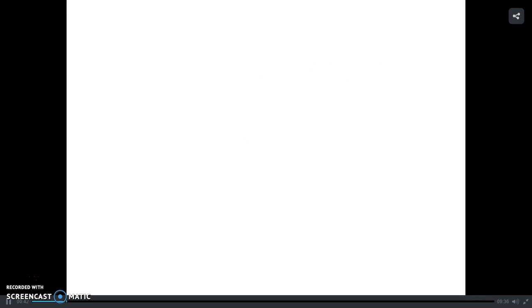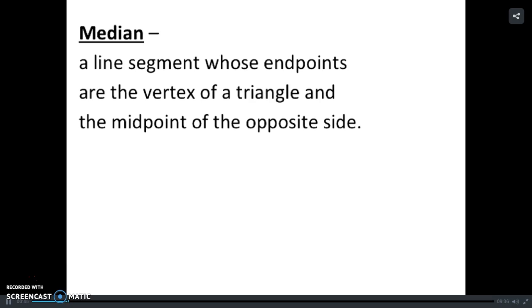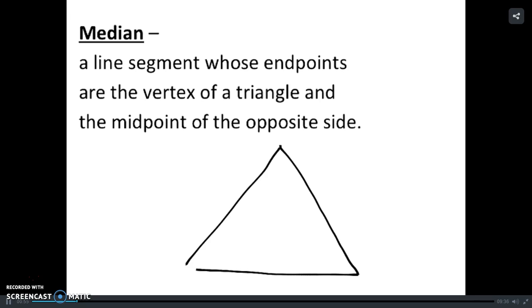So first, today we're going to talk about a median. And a median is going to be a line segment whose endpoints are the vertex of a triangle and the midpoint of the opposite side. So if we have a triangle here, and I want to draw a median, the median has to start at a vertex, and it has to go to the midpoint of the opposite side.